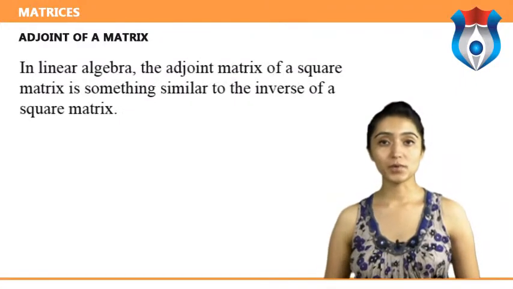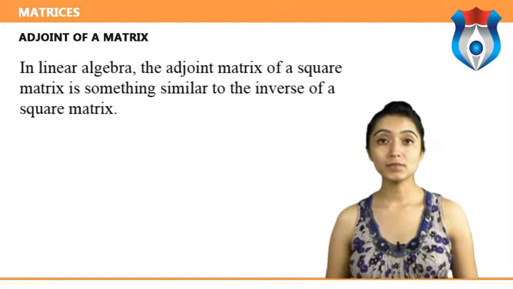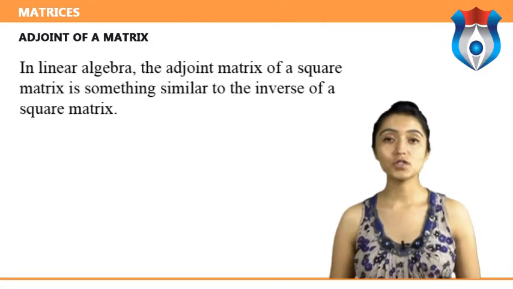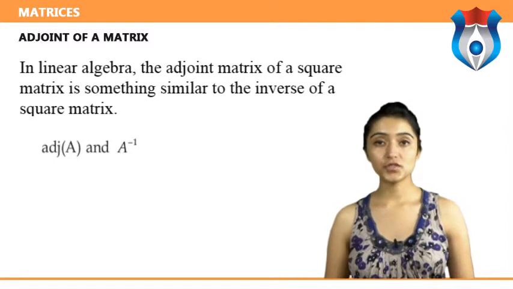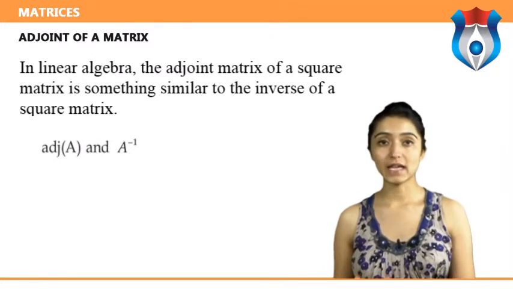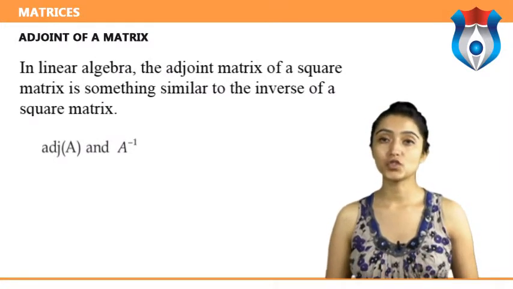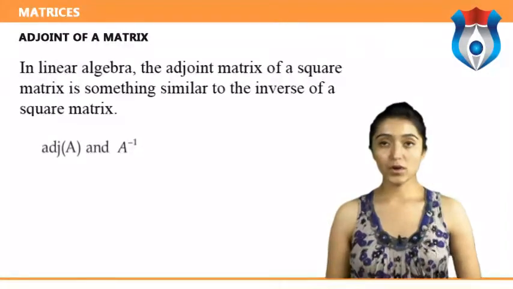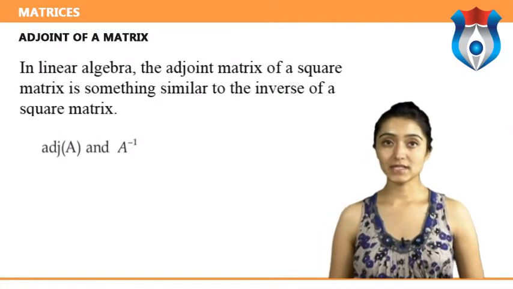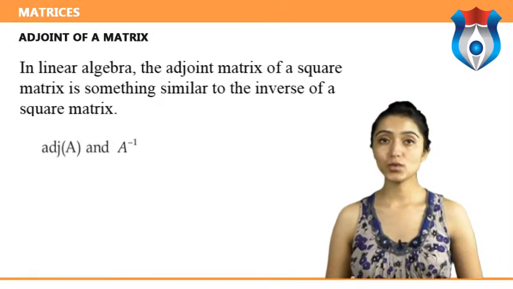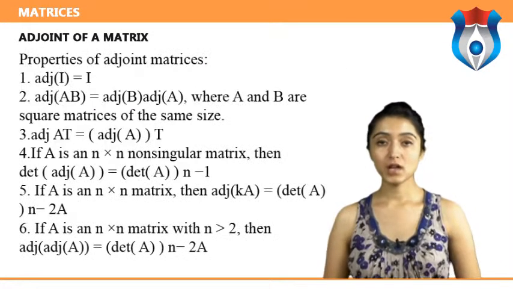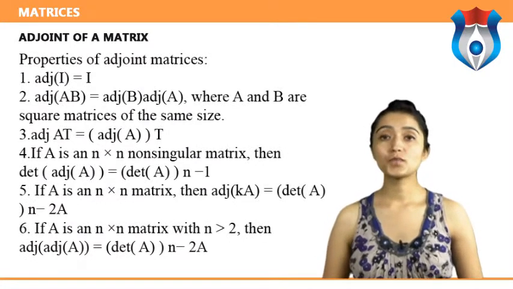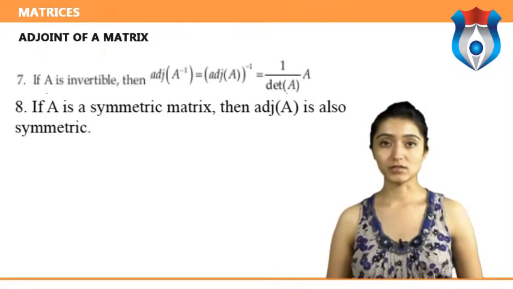In linear algebra, the adjoint matrix of a square matrix is something similar to the inverse of a square matrix. When A is invertible, the difference between adjoint of A and A inverse is just a scalar. However, the adjoint matrix can be defined for any square matrix, not necessarily invertible. Now let us look at the list of properties of adjoint matrices.